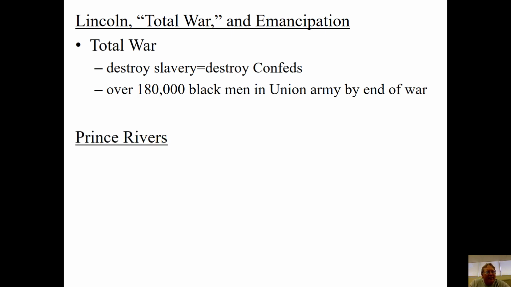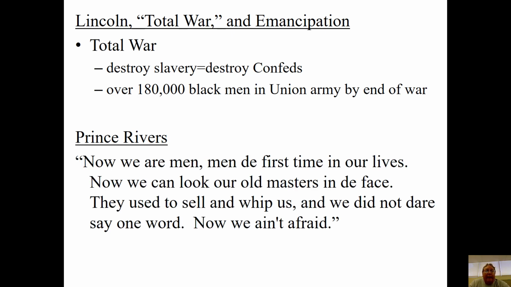And I guess maybe a way to sum all of this up is to look at a quote, an interview from one of these escaped slaves, one of these contrabands as they're known in the early 1860s during the first years of the war. A guy by the name of Prince Rivers. He was a slave in Tennessee that runs away to the Union Army, and then he wants to join the Army, right? He wants to fight for his freedom. He sums it up this way.